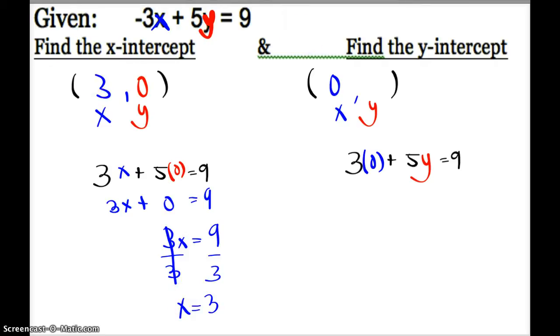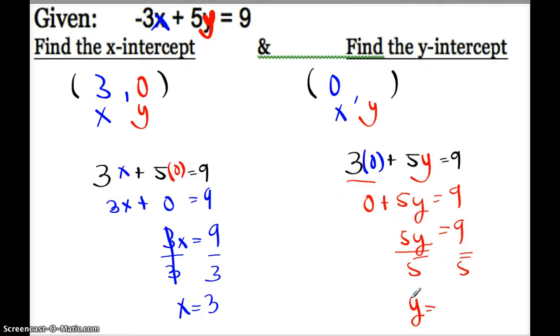Same process on the right. If I'm looking for the y-intercept, I'll make my x equal 0. 3 times 0 is 0, plus 5y equals 9. 5y plus 0 is 5y, which equals 9. Divide by 5. Divide by 5. Y equals 9 over 5.